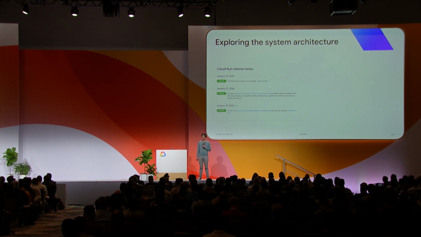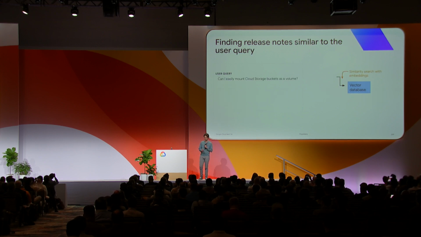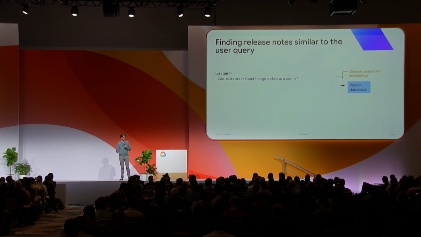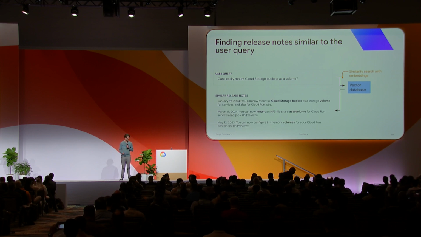Well, let's talk system architecture. So I'll take those release notes, I'll store them in a vector database. And vector databases are great because they let me do similarity search, right? So I take the user query, and I do a search, and I get back relevant release notes.